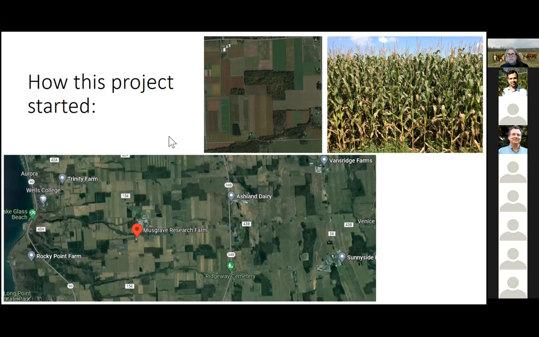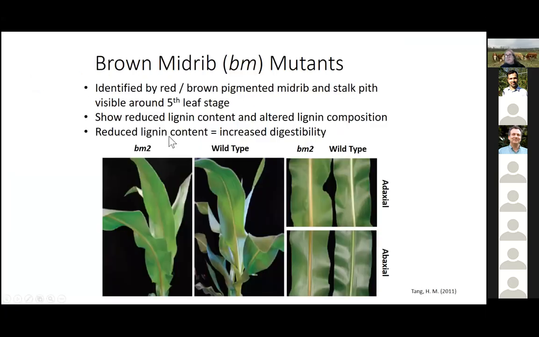So this is how this project started, because I didn't know anything about brown midrib mutants before, but they're identified by reddish brownish pigmented midrib and stalk pith. In fact, the whole leaf actually has this pigment, but you only really see it in the veins. It's visible around the 5th or 6th leaf stage of the plants. The characteristic is reduced lignin content and altered lignin composition, and that makes it popular for dairies for increasing digestibility for cows.